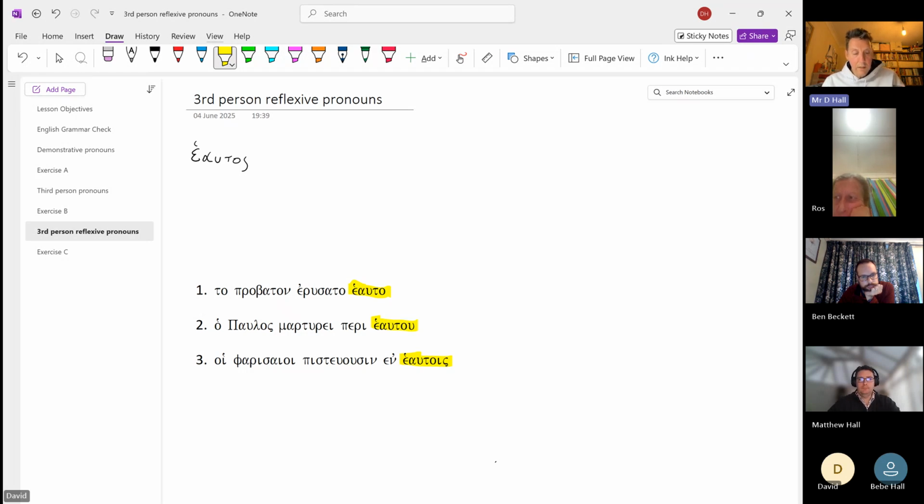Okay, so here we've got to probaton, which is sheep. The sheep rescued themselves, which is unlikely for sheep, I believe. But anyway, no, the sheep rescued itself, because that's all singular. So the sheep rescued itself. So that's a reflexive pronoun.